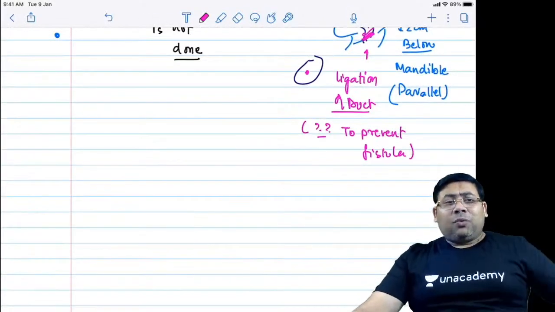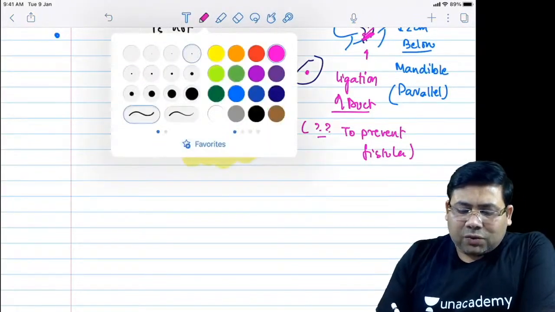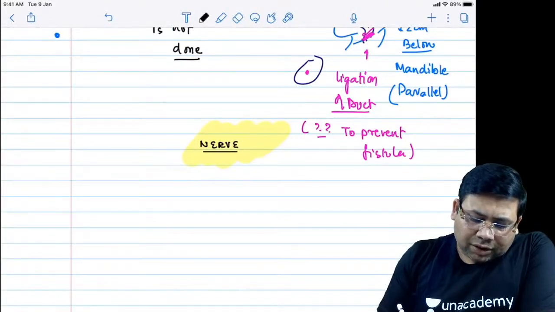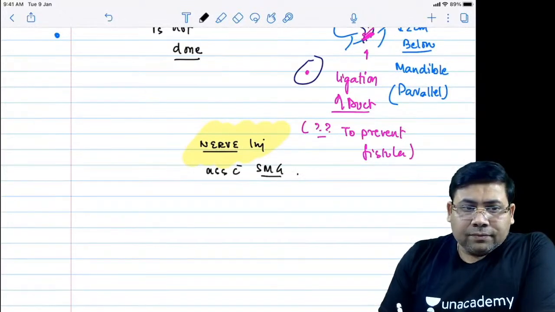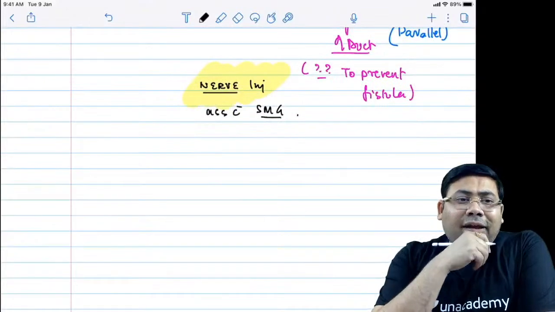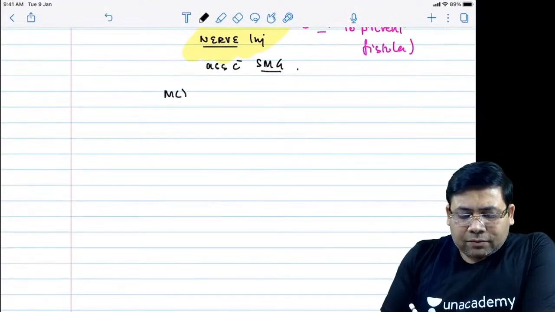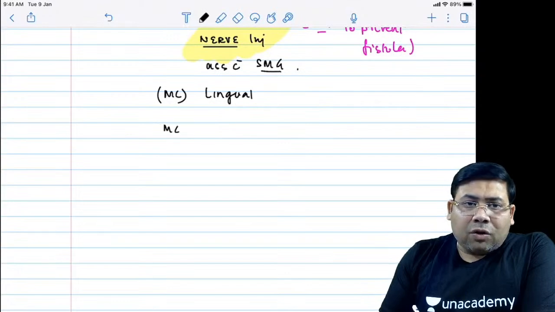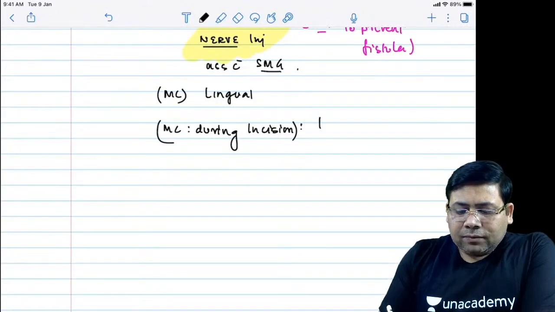Next is, why are you so concerned about the submandibular gland? The answer is, the submandibular gland is associated with which injuries? What are the nerve injuries associated with the submandibular gland? Can I have it from the audience? So the most common is lingual. Then the most common during incision. Students, come on, tell me, during incision. Hypoglossal.